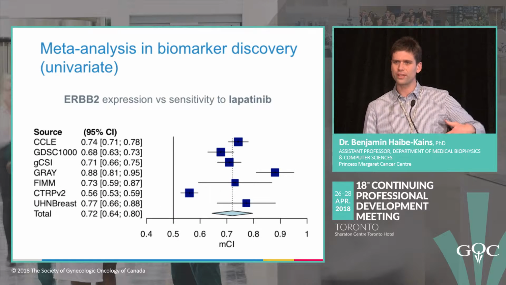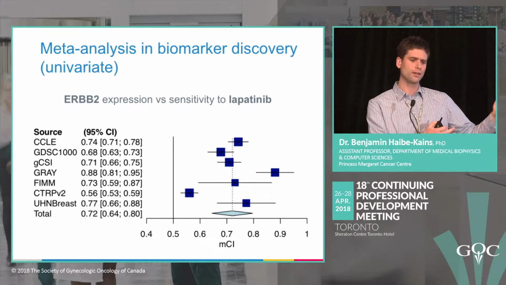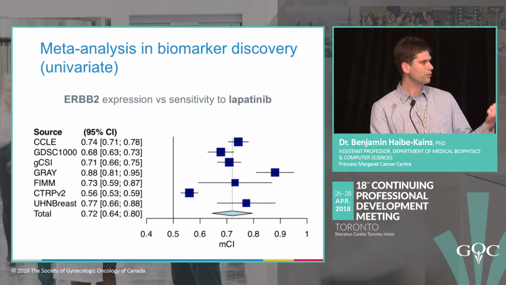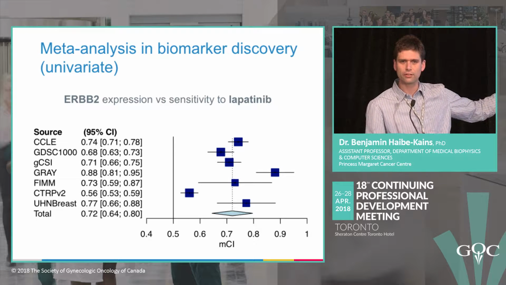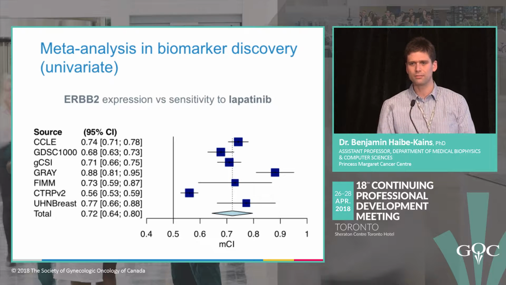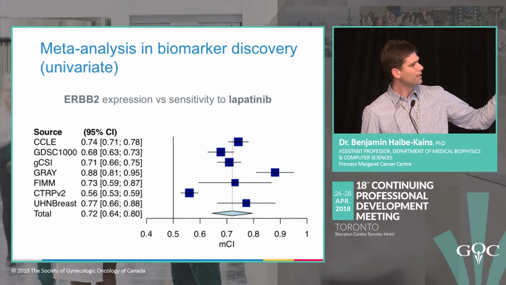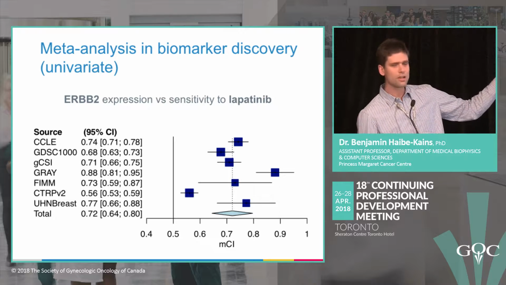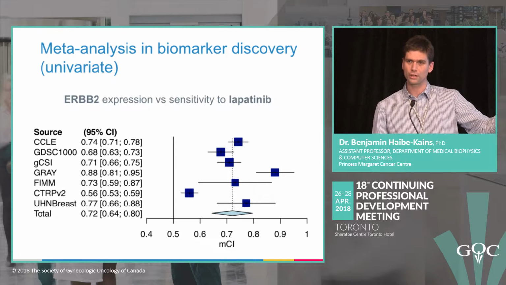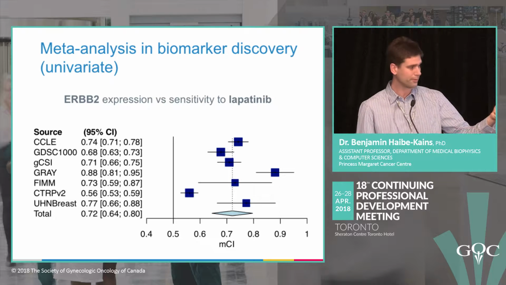And because we have all those datasets now, you can easily go online, go on PharmacoDB, download the data, and do something like this. This is called a forest plot. It's a meta-analysis where you basically look at the association between ERBB2 expression and a drug called lapatinib, which is a HER2 inhibitor.